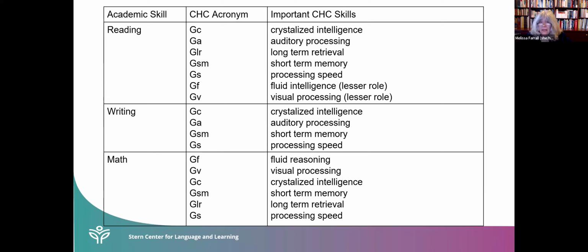So this is just sort of a list. These are the skills that contribute to reading, the skills that contribute to writing, the skills that contribute to math. Let's look at the reading ones for just a second, since we're all really interested in reading. Crystallized intelligence is the ability to acquire vocabulary and factual information. Auditory processing, how it is we handle information that we take through our ears. Long-term retrieval, being able to hold on to that factual information for a long period of time, as well as short-term memory. Right? It's really hard to learn something if you can't grab a hold onto it for a few seconds so that you can process it.